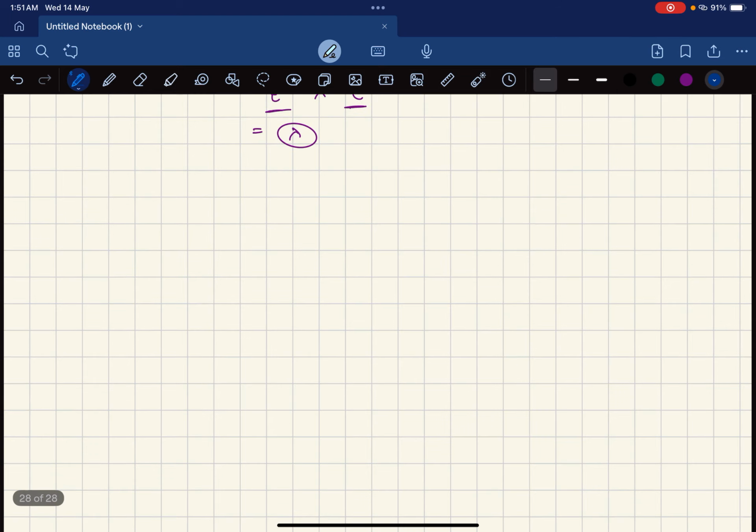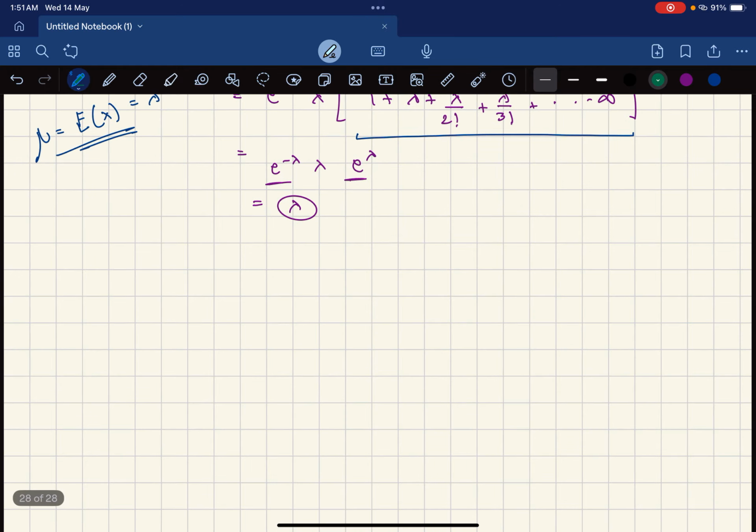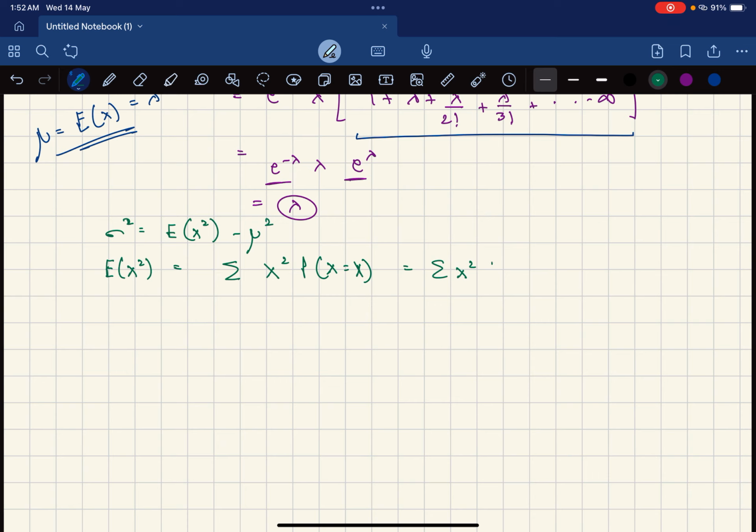Now that we have looked at the mean, we will be moving on to the variance of the Poisson distribution. For variance, we need to calculate the second moment of x and then subtract the square of the mean, which we just calculated, from the second moment of x. To calculate the second moment, we need to calculate the summation of x square and probability of x taking the value of x, which is summation of x square lambda raised to power x e to the power minus lambda upon x factorial. Now this becomes a little tricky here.